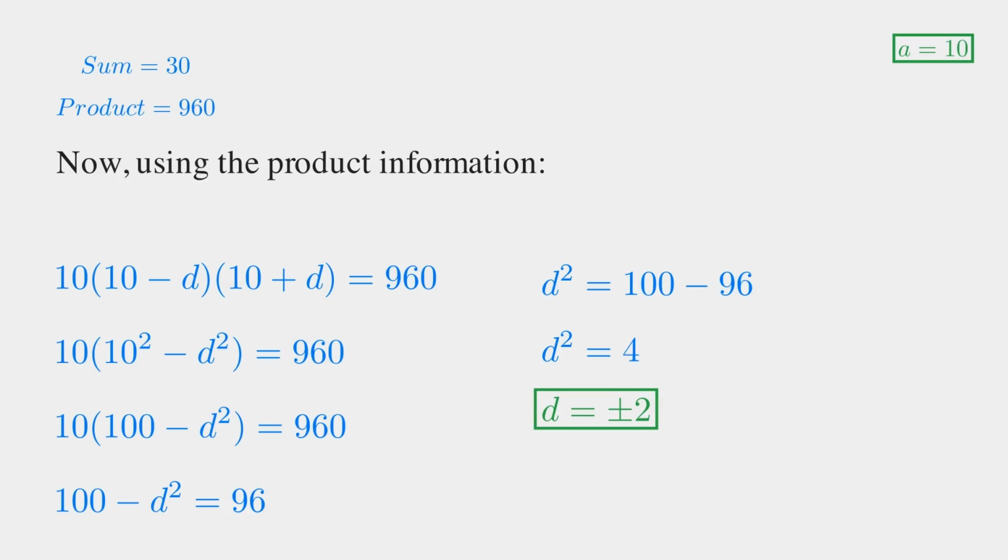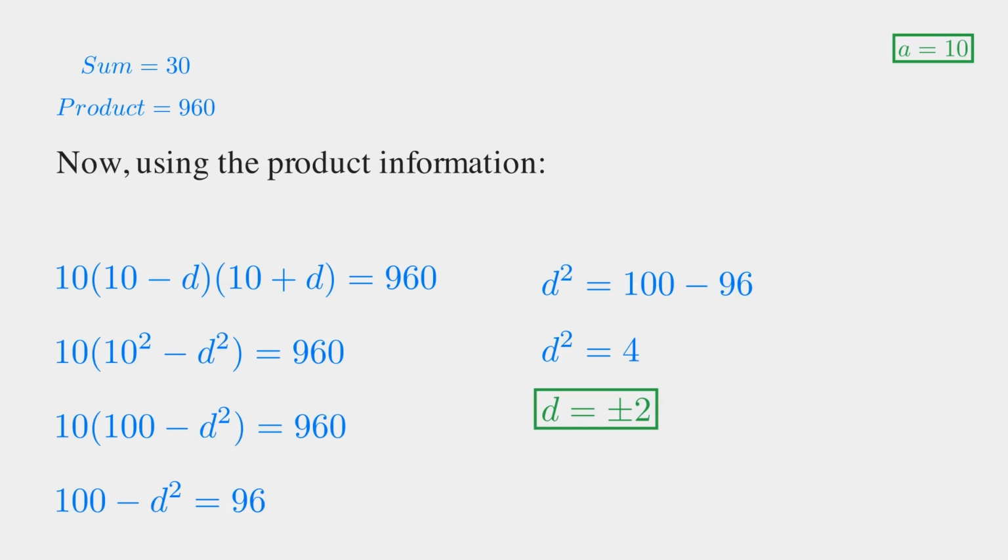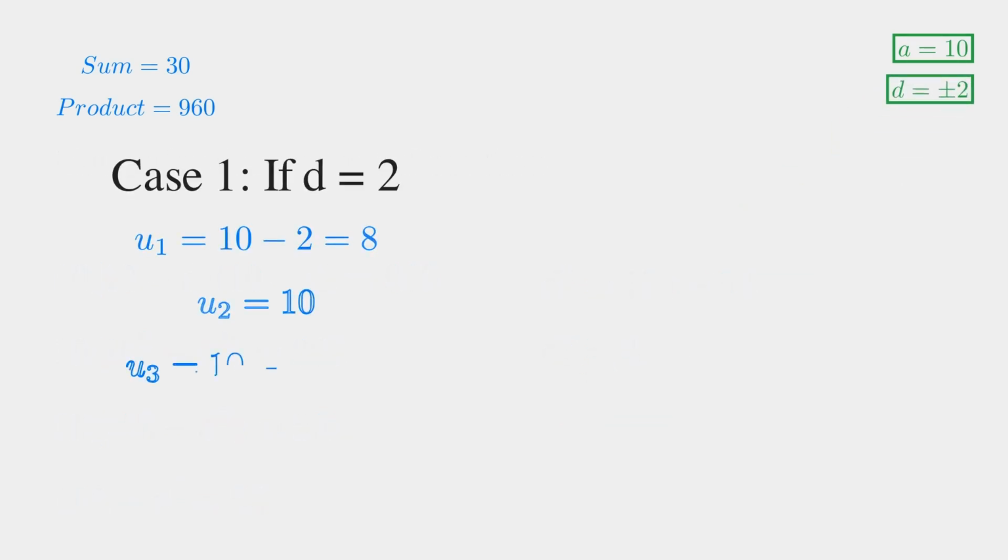Solving for d squared, we get d squared is equal to 4. Taking the square root, we find that d is plus or minus 2. So we have 2 possible values for the common difference, which means that we have 2 possible sets of terms. If d is equal to 2, our terms are a minus d, which is 10 minus 2, equal to 8. The middle one is 10. And a plus d, which is the third term, is 12. So the sequence is 8, 10, and 12.